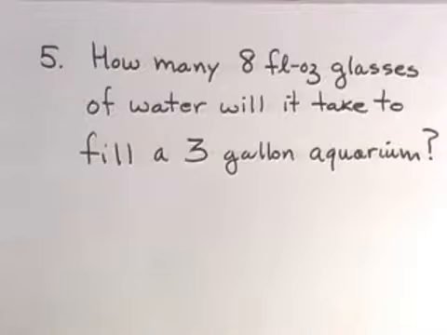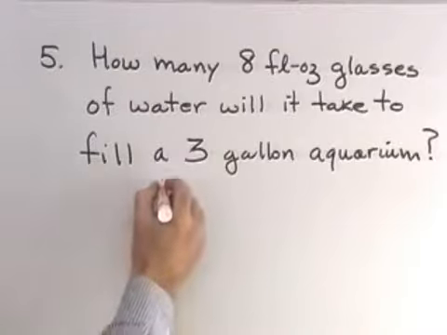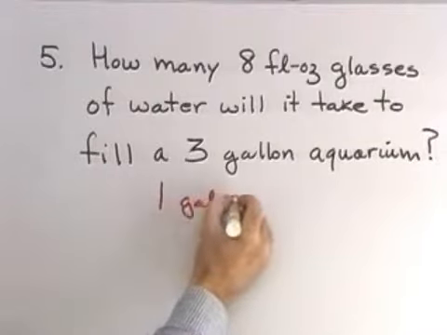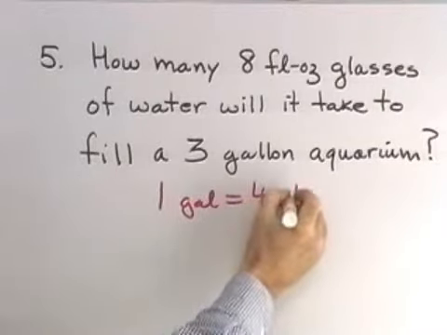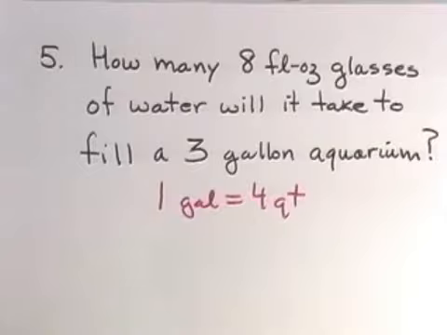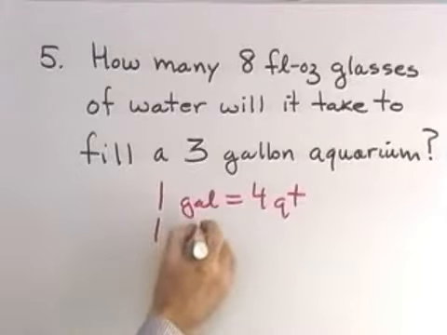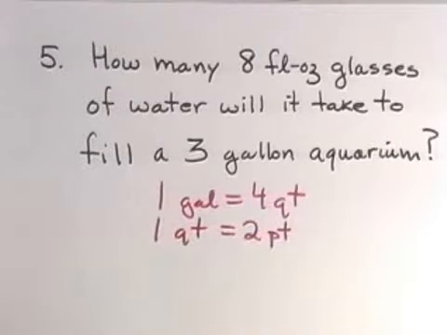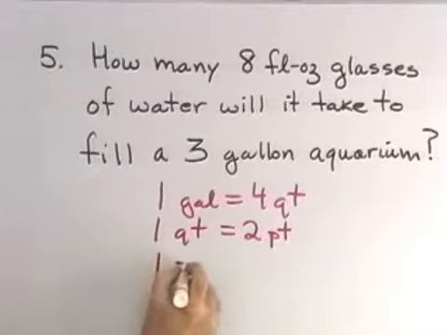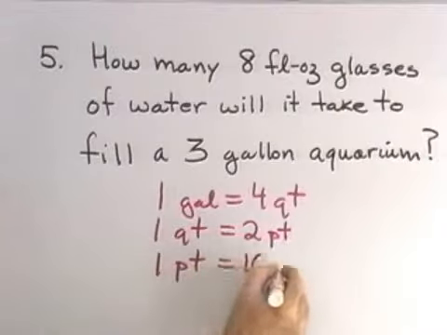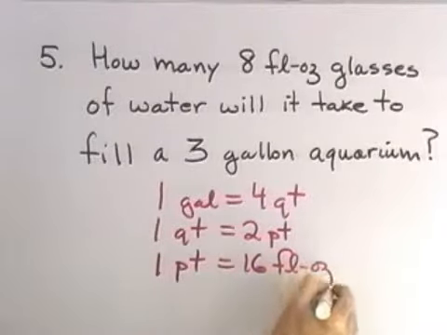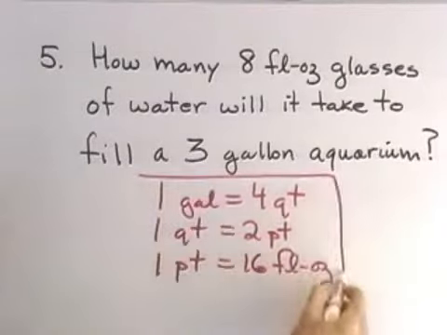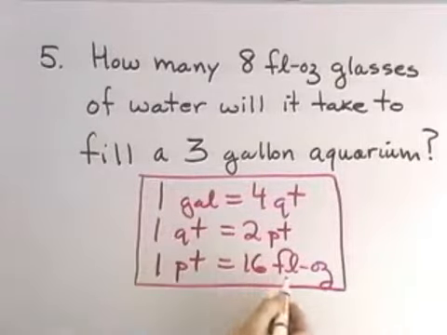Now, I can't go directly there, so let's see what we've got. I do know that 1 gallon is equal to 4 quarts. And I also know that 1 quart is equal to 2 pints. And then I also know that 1 pint is equal to 16 fluid ounces. Well, this should be enough to allow me to change gallons into fluid ounces.